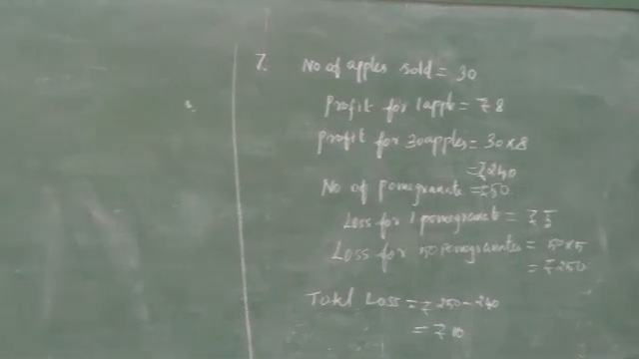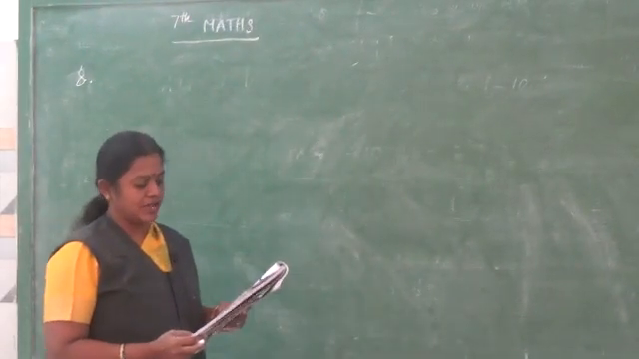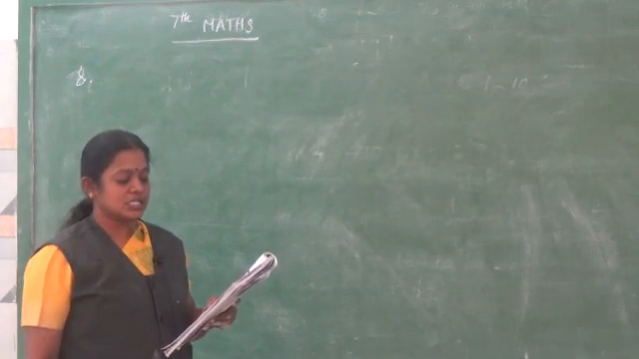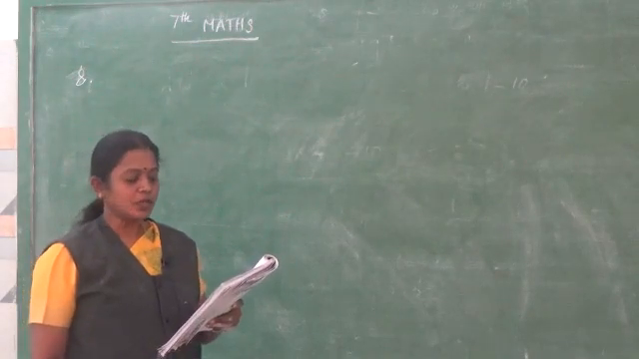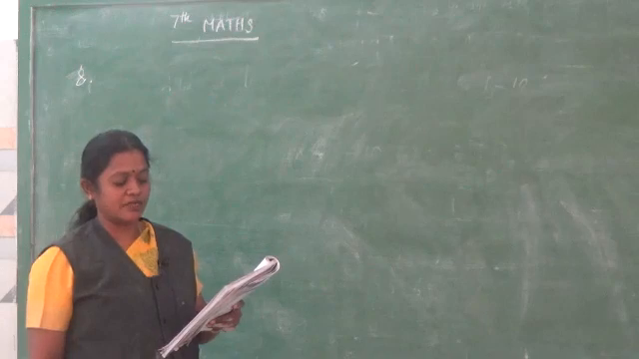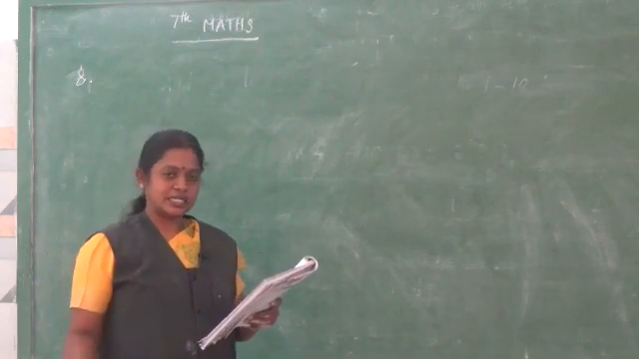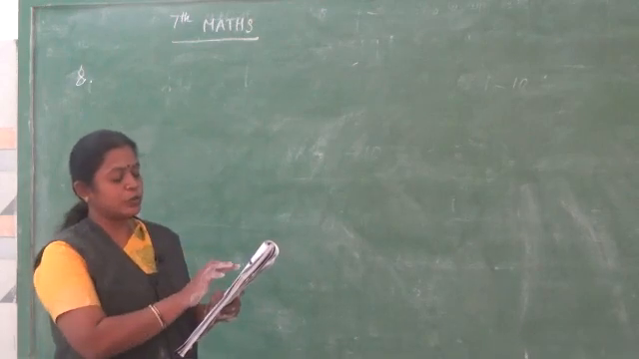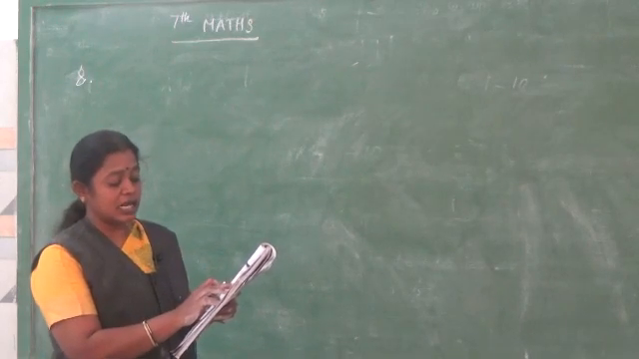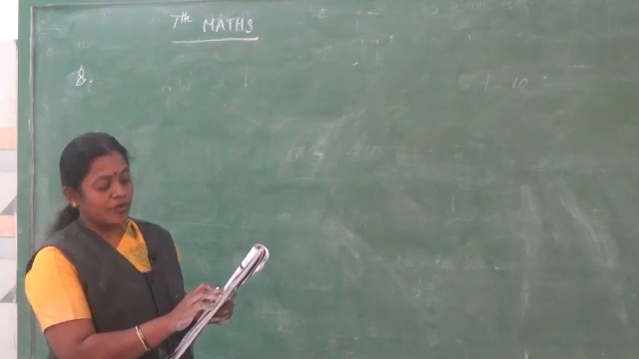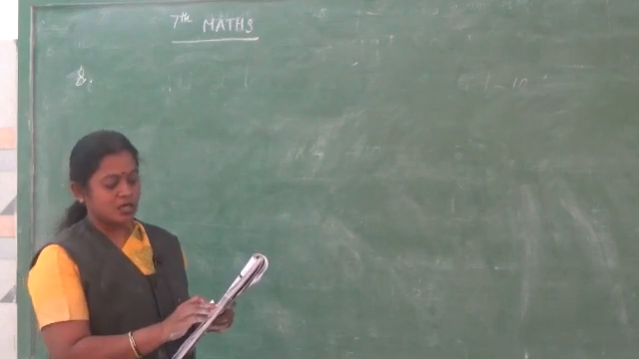Now, 8th problem. During a drought, the water level in a dam fell 3 inches per week for 6 consecutive weeks. What was the change in the water level in the dam at the end of this period? Once again, I will read the statement. Listen carefully. During a drought, the water level in a dam fell 3 inches per week.